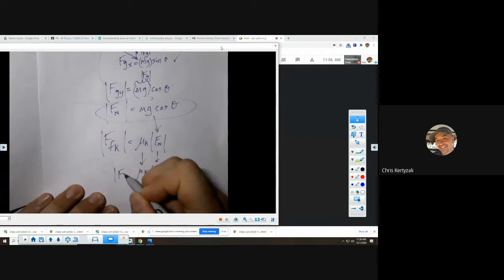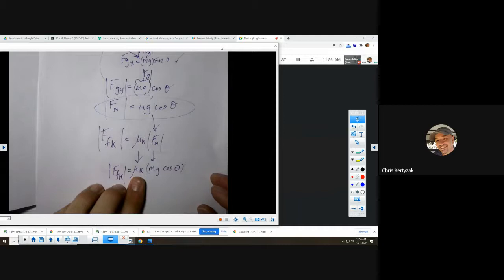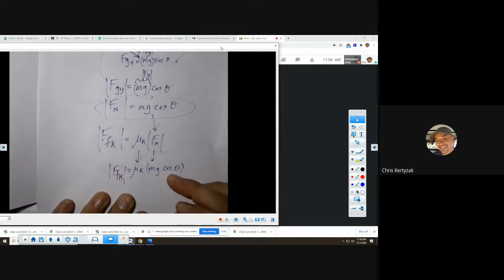So now I have an expression for the kinetic friction force, the sliding friction force. If there's no friction, then the coefficient of friction is 0. It means it's frictionless. And the frictional force will be some percentage, because cosine of theta is a percentage of your weight.